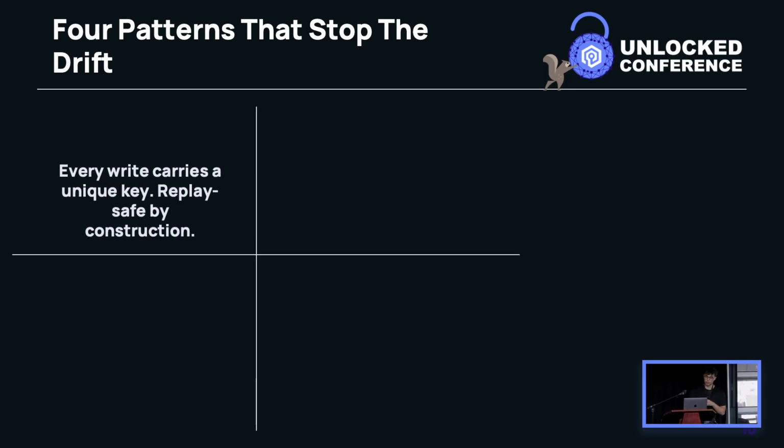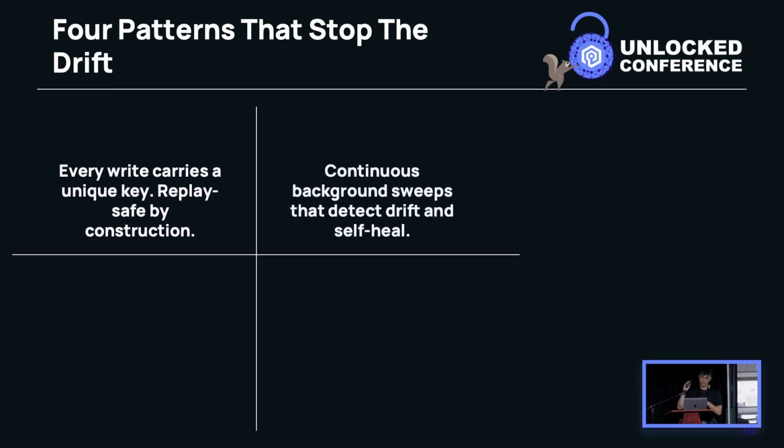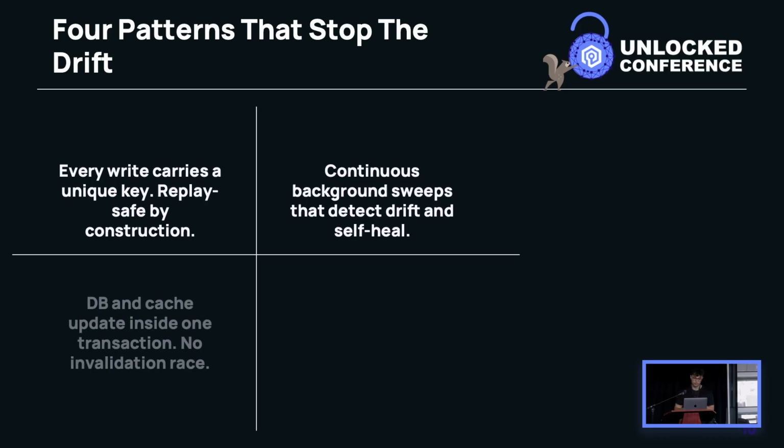Four patterns that stopped the drift. One pattern was providing a unique key. This means that every retry would never be double counted, and it would only be counted once. Another one is a continuous background sweep to provide replication, so we could make sure our cache was in line with our database and invalidate the cache if it wasn't, to make sure our UI was correct.